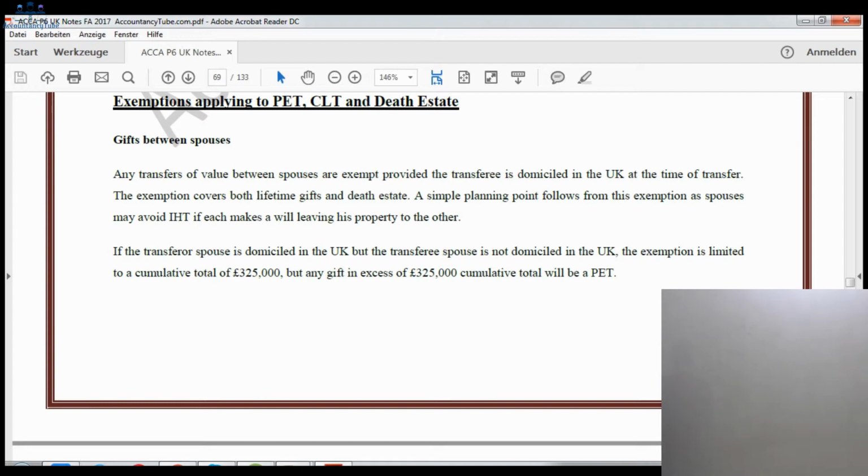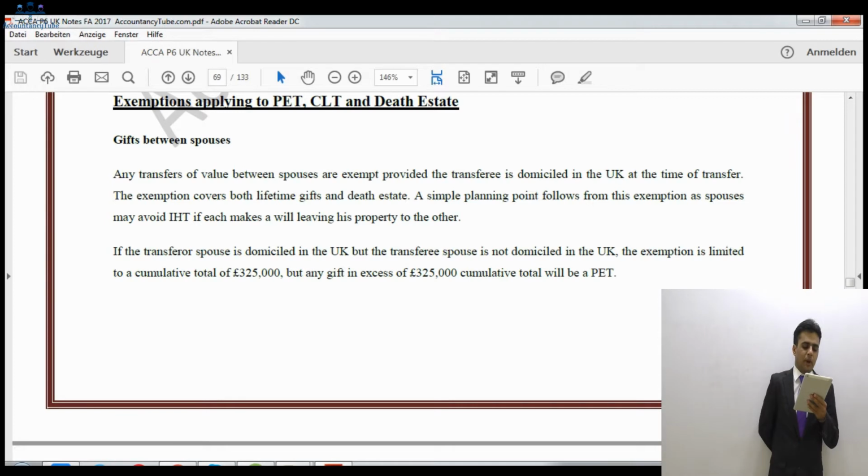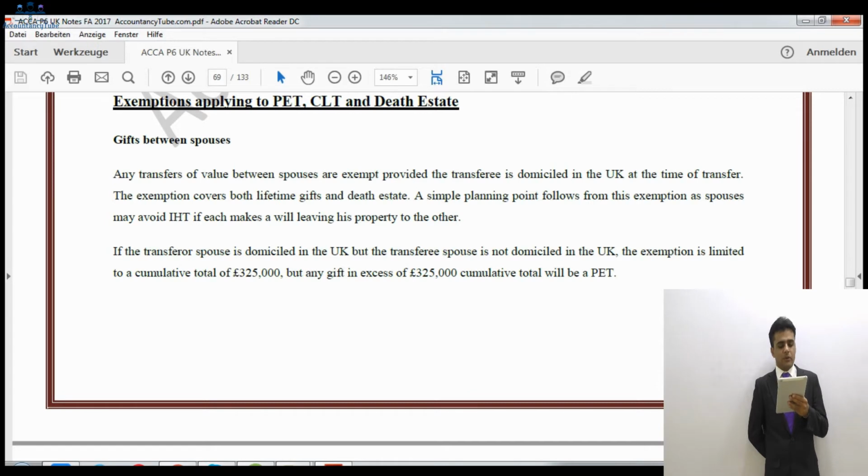Any transfer of value between spouses is exempt provided the transferee is domiciled in the UK. There is another aspect as well in this case, which is additional for the P6 students. A transfer of value between spouses is exempt provided the transferee is domiciled in the UK, so it will only be exempt if the transferee is domiciled in the UK. However, if it is not domiciled in the UK, then there will be an exemption of £325,000, and any excess of that gift will be considered as a potentially exempt transfer.